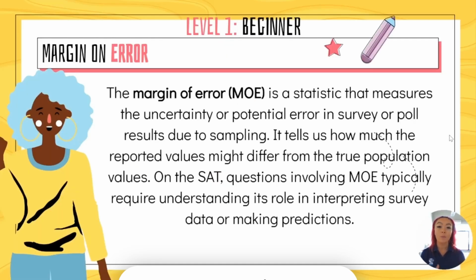In Level 1, we're going to be looking at the margin of error. The margin of error is a statistic that measures the uncertainty of a potential error in survey or poll results due to sampling, right? When we take a survey, it might not be 100% accurate to the entire population that we're talking about. So we're going to take a look at the margin of error and how we can work with it and how we can use it to make predictions.